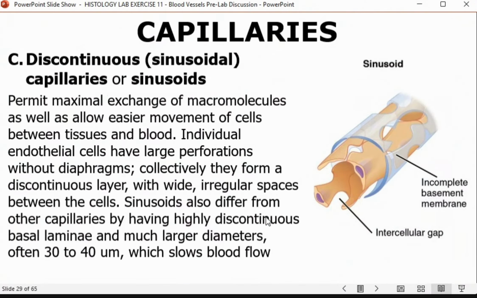The third type of capillaries are your discontinuous capillaries or sinusoids. This is discontinuous because hindi magkadikit-dikit yung endothelium. In fact, they are almost separated. They have varying separations from each other, leaving large holes along the tunica intima of the capillary vessel. Even the basement membrane is incomplete, allowing direct access for blood cells to exit and enter.